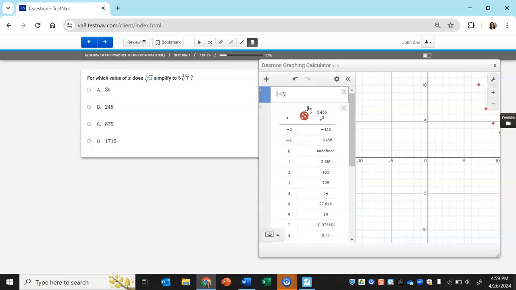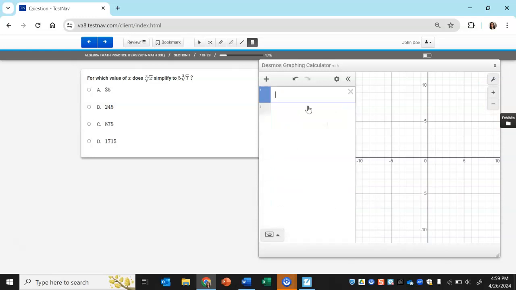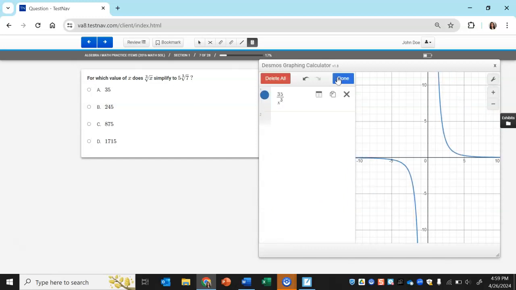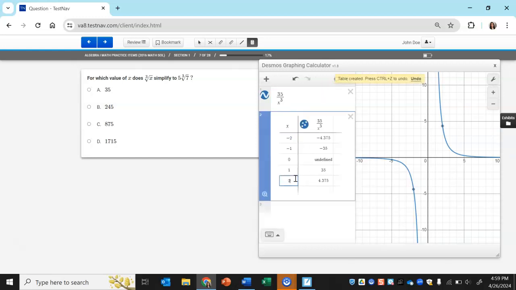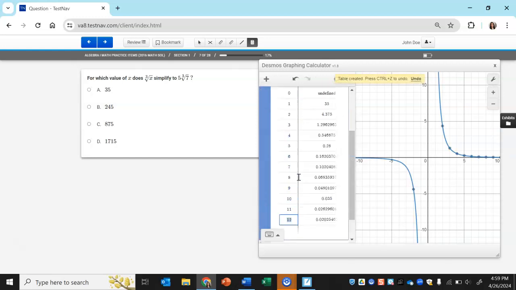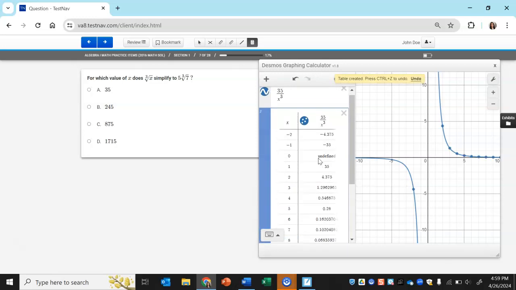So I'm just going to erase everything. And then I'm going to start with A, 35, divided by x cubed. Do that, and then just press enter. Well, that's a lot. Anyway, if I go back up, I see that this is already simplified, because if it's 1 and 35, that means it's already simplified.